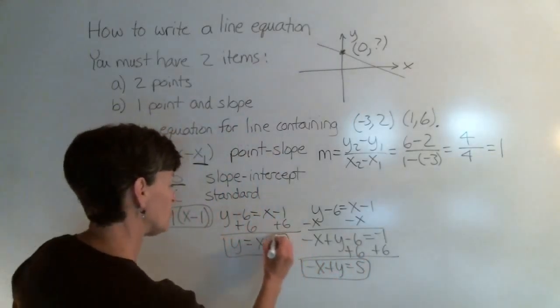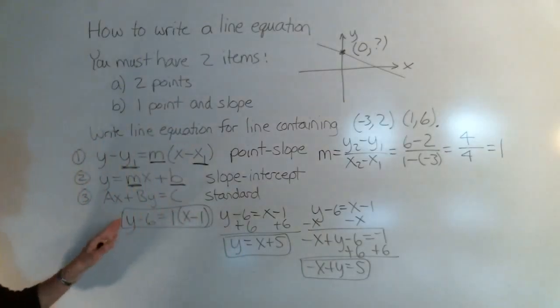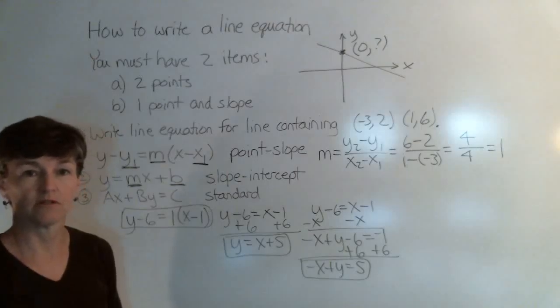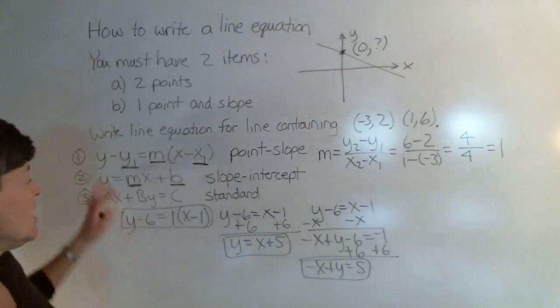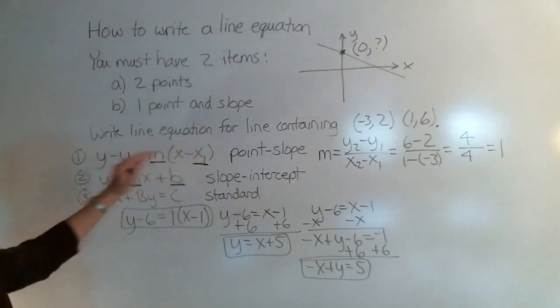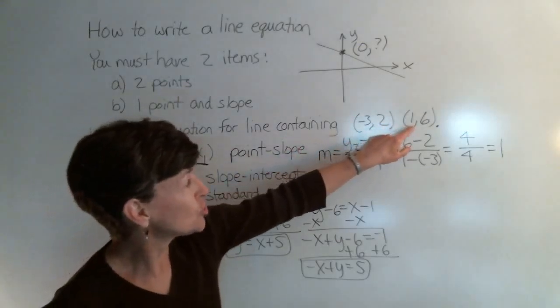Here's the slope-intercept form of my line equation. And here's the original point-slope form. All of these represent the same line. Now remember, I started writing this line equation with this first line equation because I had 2 points.